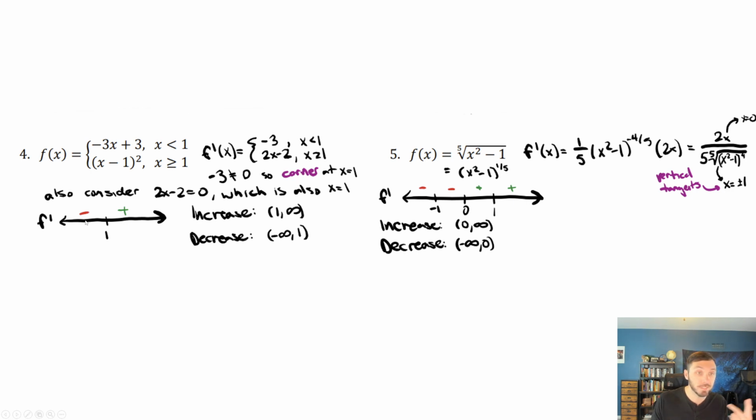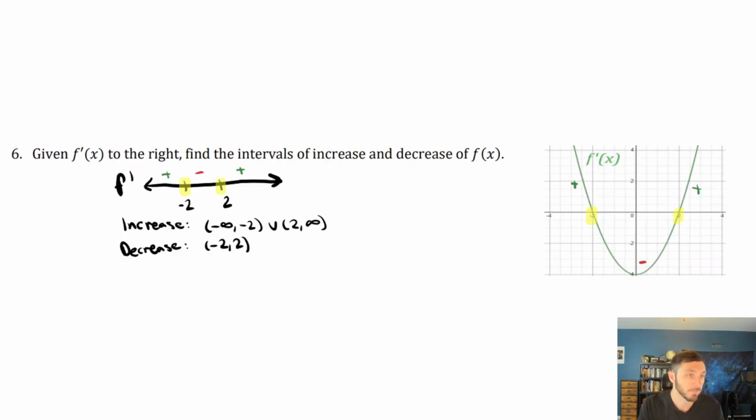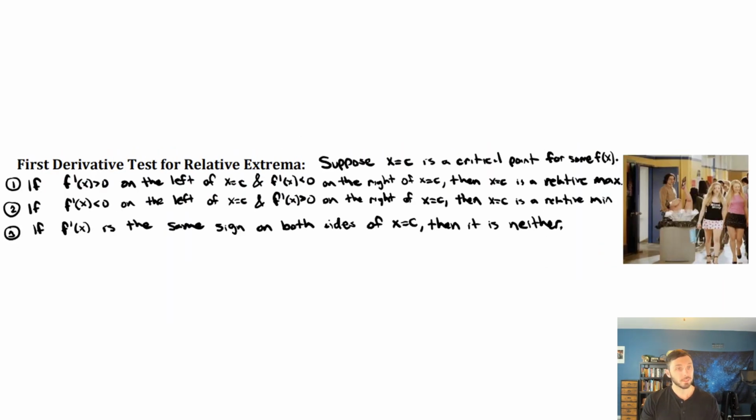Here, opposite signs on both sides. Well, let's think about it, right? If we have a negative slope on the left and then a positive slope on the right, it goes from negative to positive. This would be, in fact, a minimum value, right? So we're decreasing until we're increasing. And if these flip-flop, like right here, from positive to negative, it's a maximum. And if it's the same sign on both sides, then it's neither.